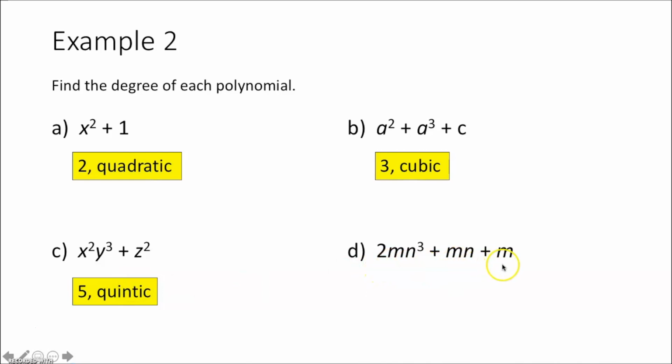Here, we look for a term with the greatest degree. That would be this one right here. This is m to the 1st, n to the 3rd.